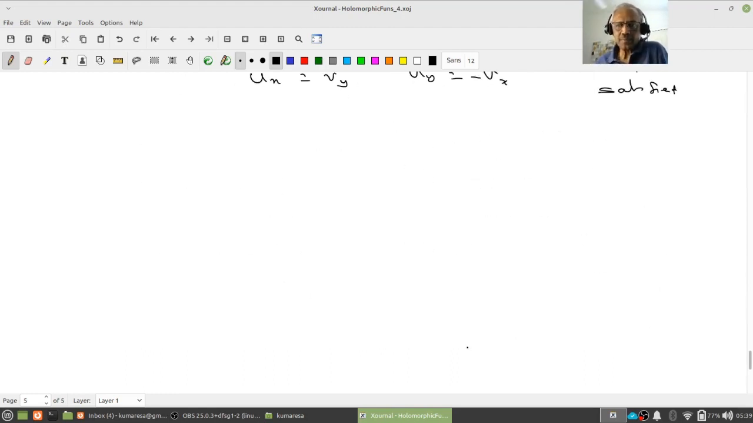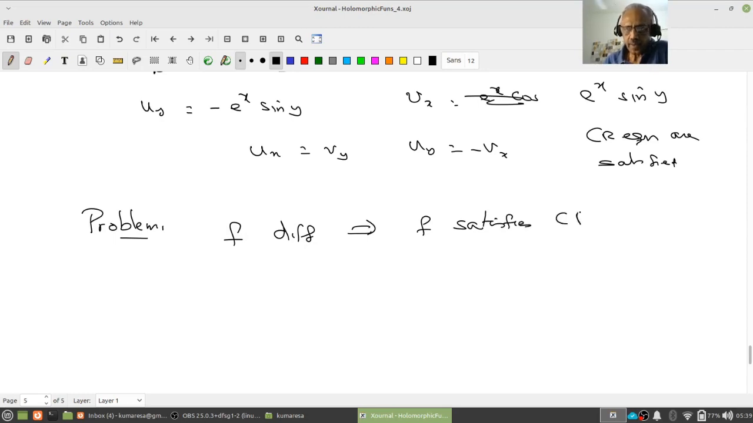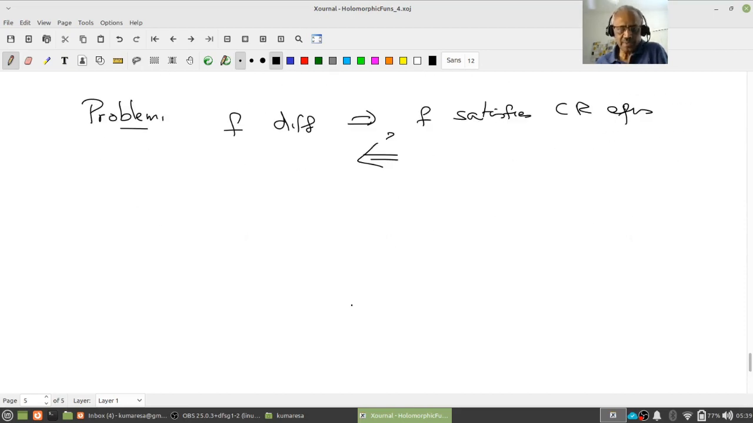But there is a problem. What is the problem? We have shown that if f is differentiable, then f satisfies the CR equations. The converse we have not proved. You follow that? There are very simple examples to show that f satisfies the Cauchy Riemann equations, but f is not differentiable. We will give an example, a so-called counter example.